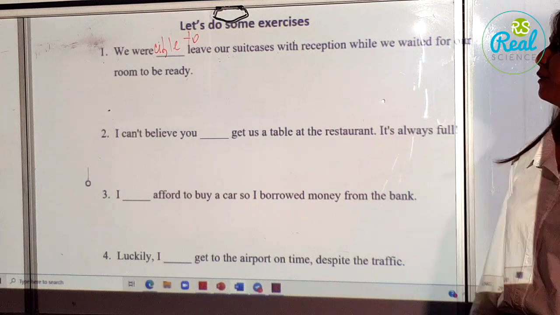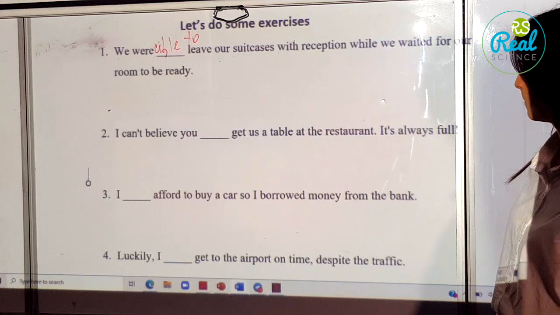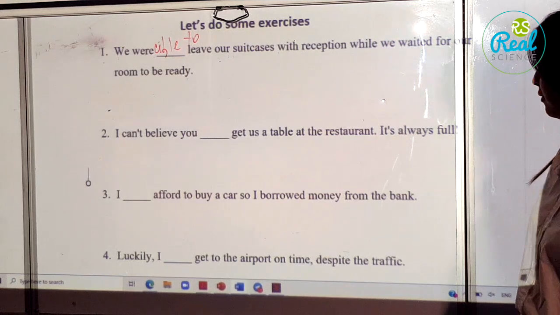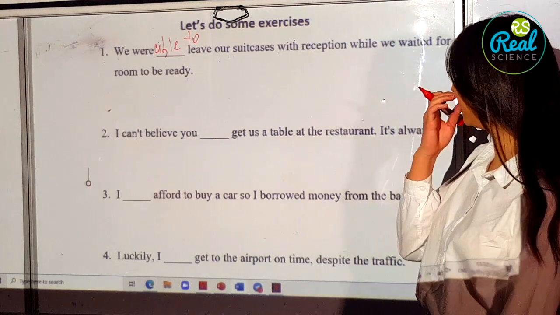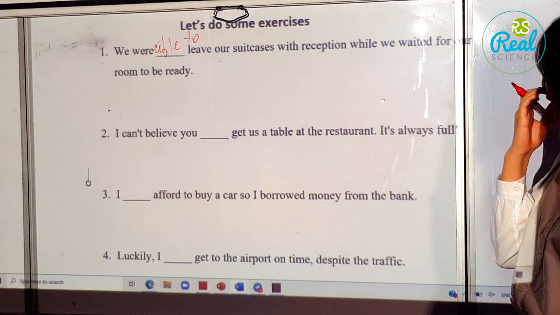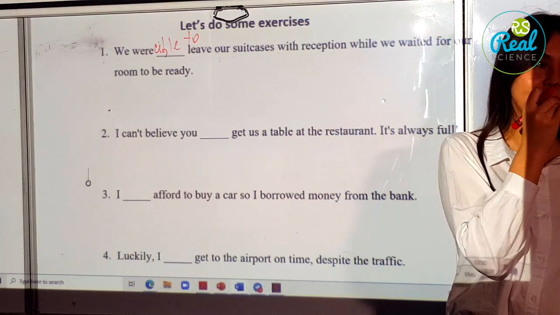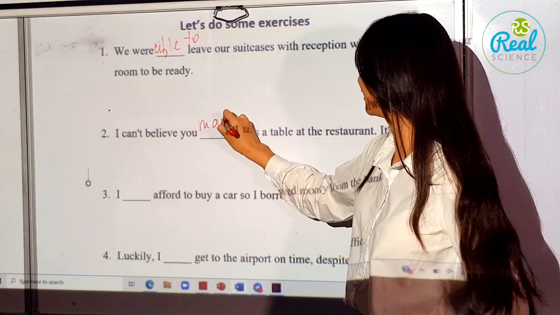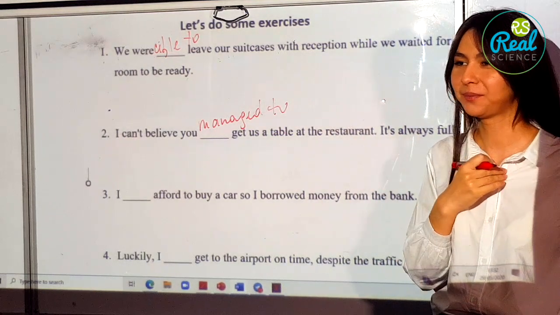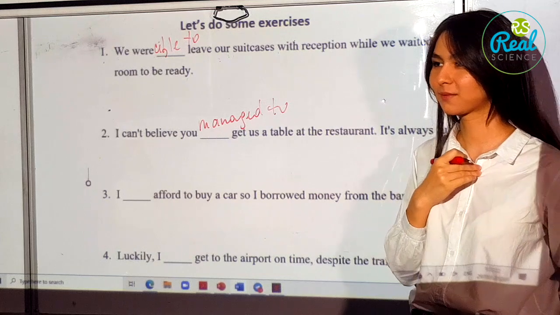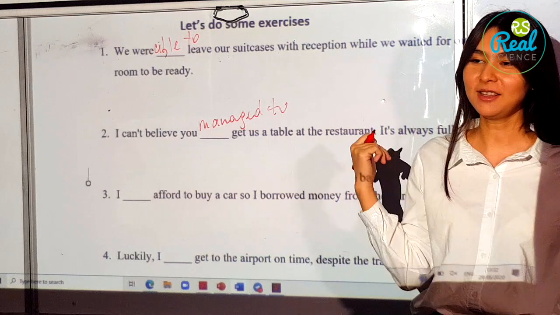Second one, who wants to read? Erkinova. I can't believe you could get us a table at the restaurant. It is always full. So could, yes? I think it is managed to. Yes, it is managed to. Very good. Why is it managed to? It's a specific situation. Yes, it is a specific situation.